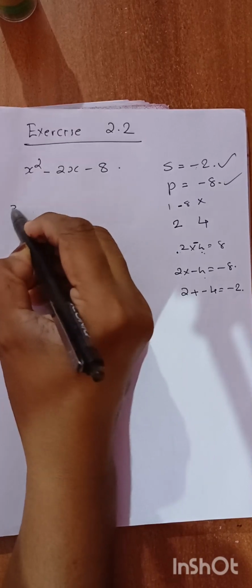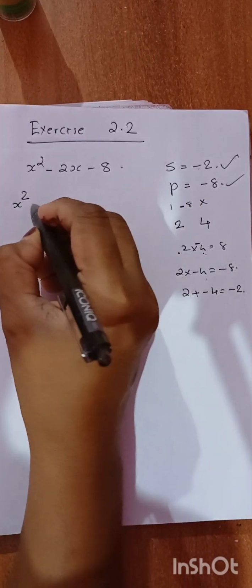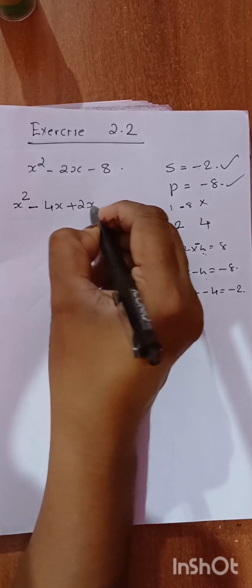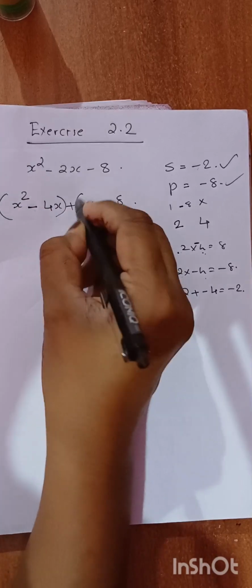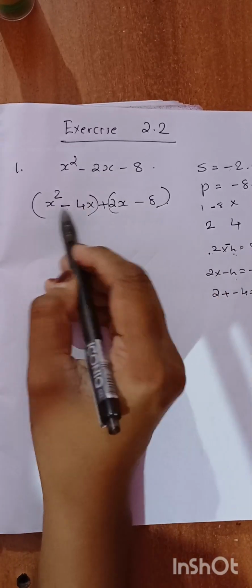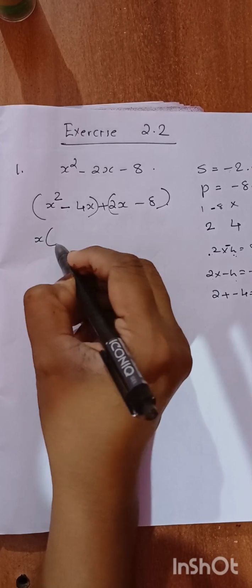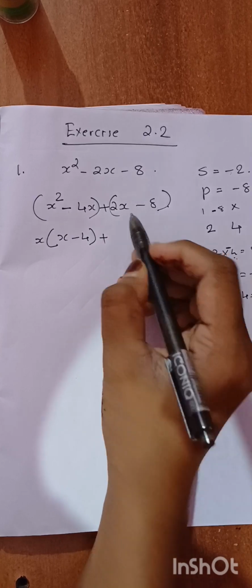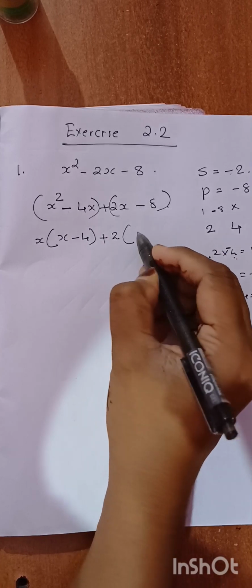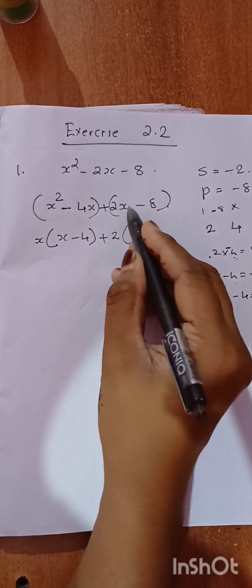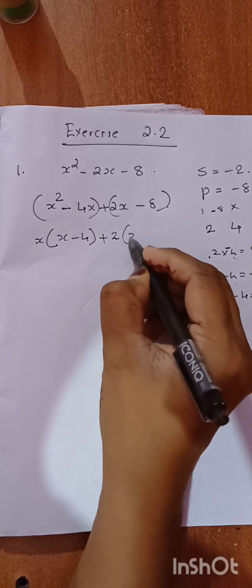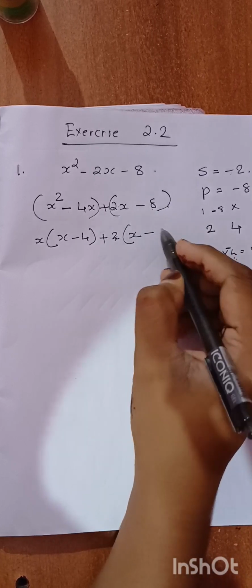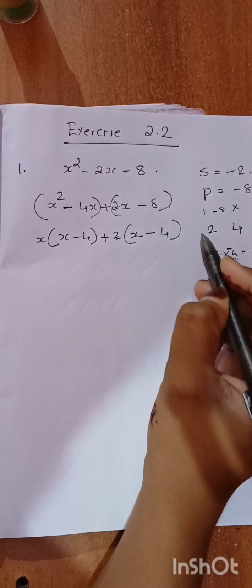In place of minus 2x we can write x square minus 4x plus 2x minus 8. Then put the bracket here. Then take the common from this one. In the first bracket the common is x, that is x minus 4, plus here the common is 2, since 2 is here and 8 is here. So we can take 2 as common outside. Then inside the bracket we write 2x, 2 into x is 2x, okay. Minus 8 here, so 2 into 4 is 8.